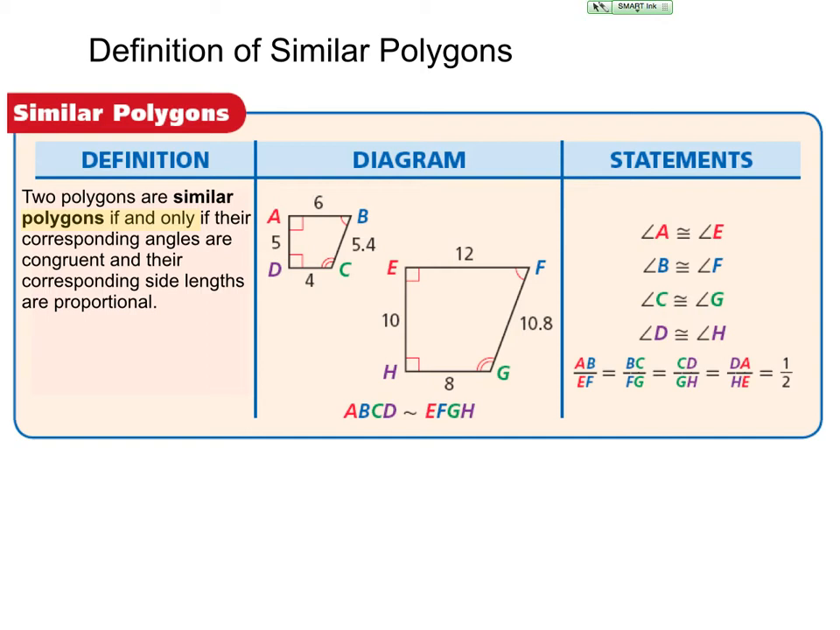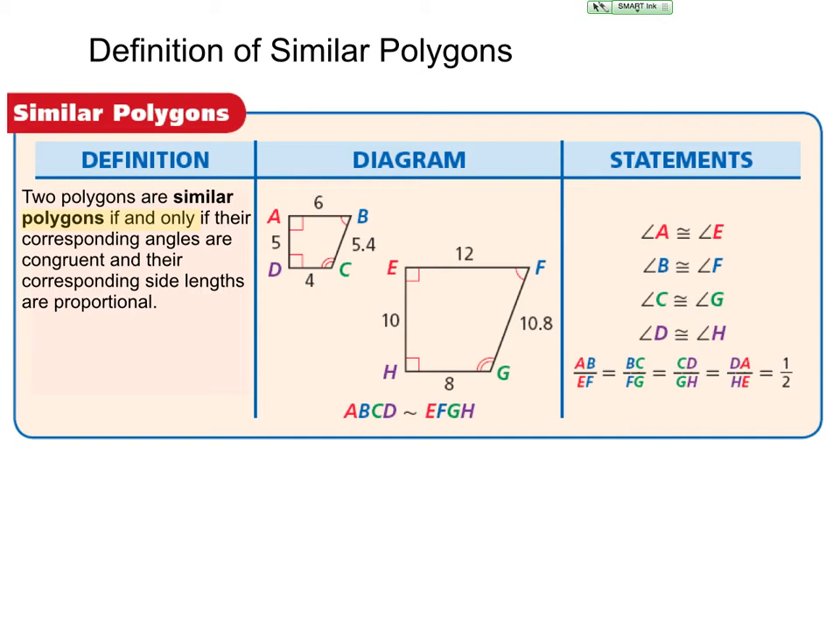The angles being congruent, that's what's going to give the shape. So you have to have angles of one figure congruent to the same angles in the other figure. That would give them the same shape. So corresponding angles are congruent. Corresponding side lengths are proportional. Proportions, those are ratios that are equal. So when we look at the sides, we're going to have to set up the ratios because they're not always going to be the same length.